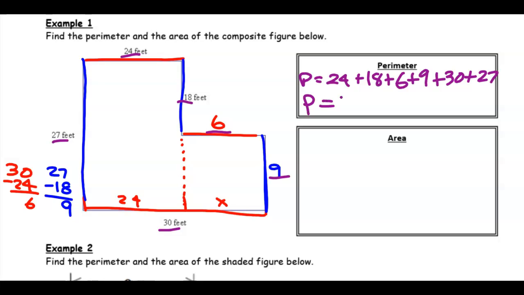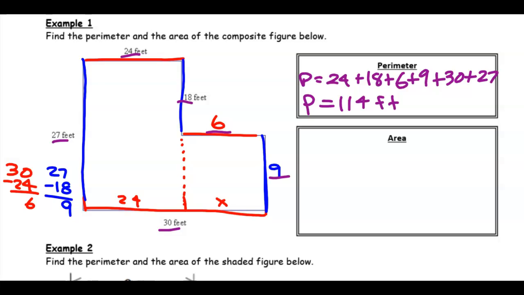What did y'all get? Okay, what are my units of measure? Okay, feet. Is it squared or no? Perimeter is one-dimensional. It's not squared, right?